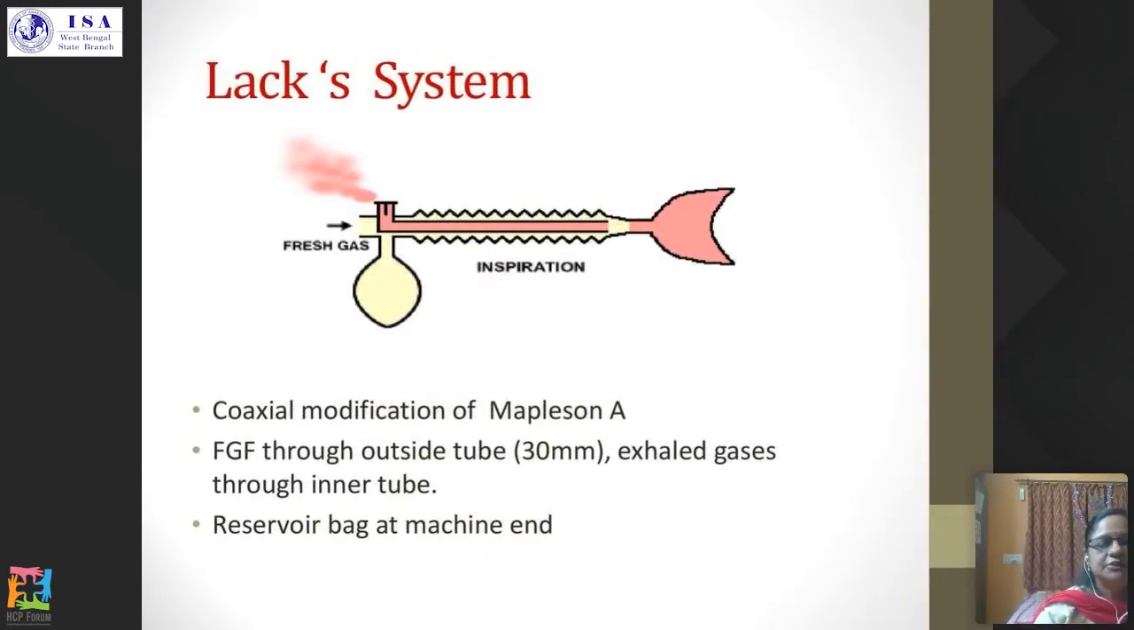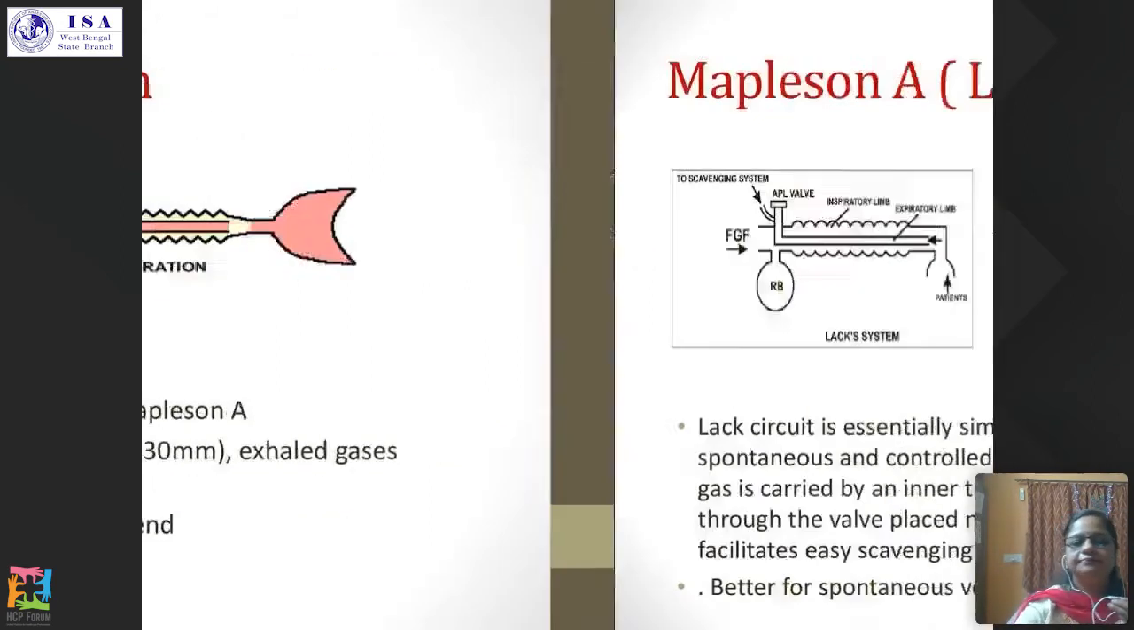It is the modification of the Mapleson A system, that is a coaxial modification. Fresh gas flows through the outside 30 millimeter tube, and the exhaled gas goes through the inner tube. This is the fresh gas flow; it comes through the outer tube. This is the outer tube, and the exhaled gas goes through the inner tube, that is red. Exhaled gas is pink or red. Our inhaled gas is of cream color. The reservoir bag is at the machine end.